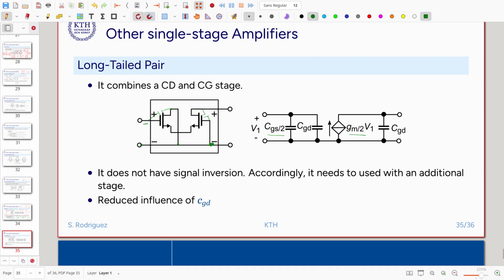One of the things about this stage is that it cannot be used alone, because as you might see here, this is a common drain. It means that the positive voltage here becomes also positive here. This is a common gate. In the common gate, the positive voltage at the source becomes also positive at the drain. So there is no sign inversion. We don't have sign inversion in this stage. So we will need to use it with another stage in a multiple stage amplifier.